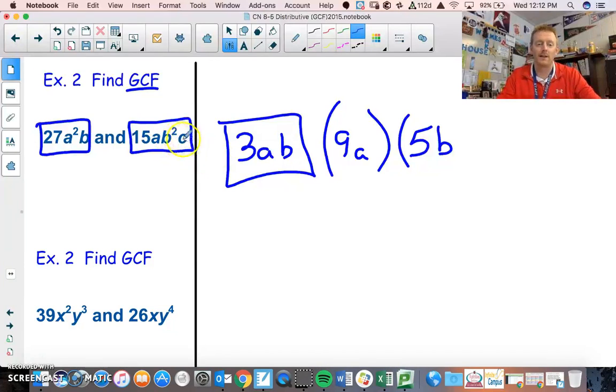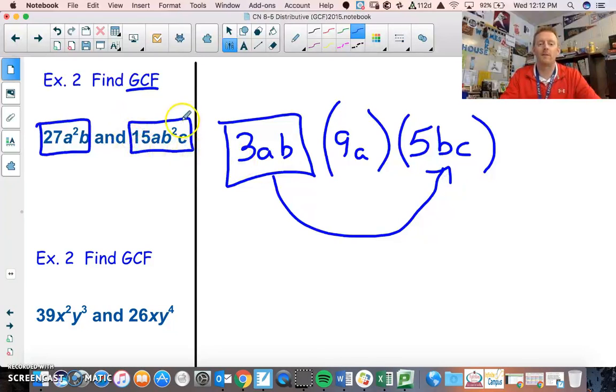And I didn't divide out any C's, so the C is still there. So if I multiplied this number times this number, we would end up with that 15ab to the second c. And that's the whole goal here, folks: we're going to start recognizing the things that we take out and then what's left over to help us solve more complicated problems.